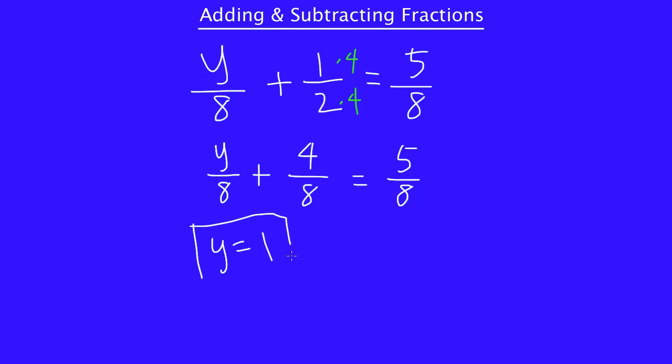And if you don't believe me, you can try adding that again. I'm going to try that in the same color that we were using before. And again, if y does equal 1, let's go ahead and try that. 1 over 8 plus 4 over 8. And if y does equal 1, this should equal 5 over 8, right? And of course, it doesn't take a genius to see that, yes, 1 plus 4 equals 5, and the common denominator remains the same. And so that is how we get our answer.